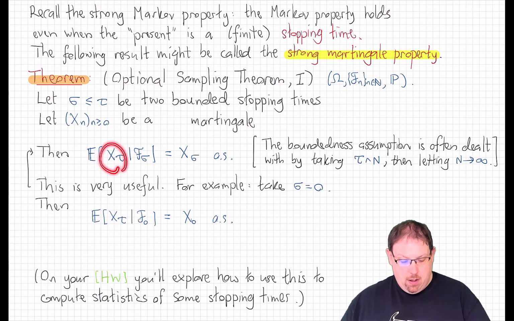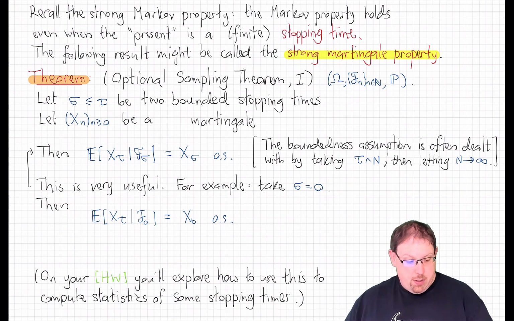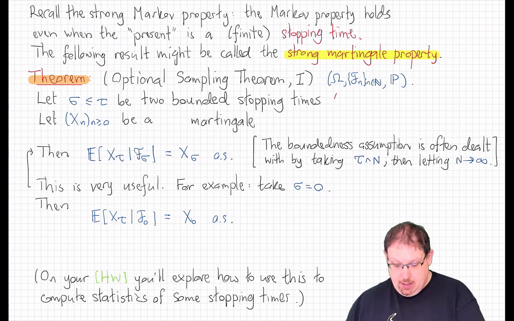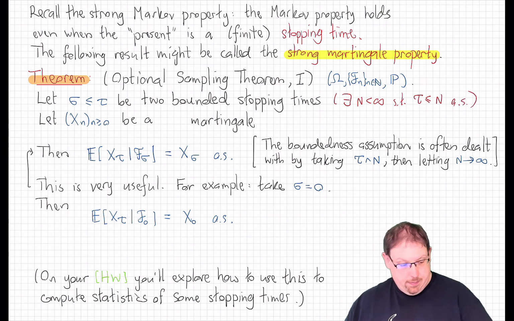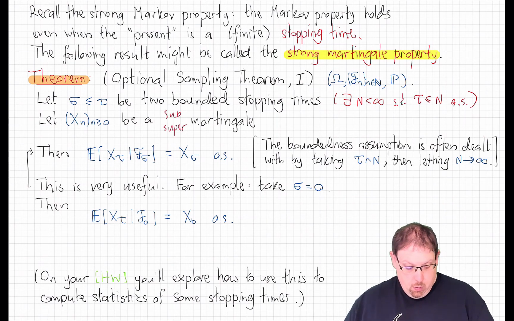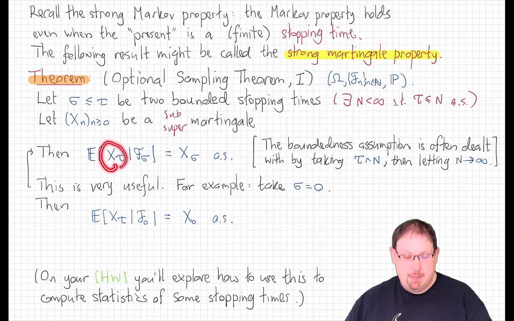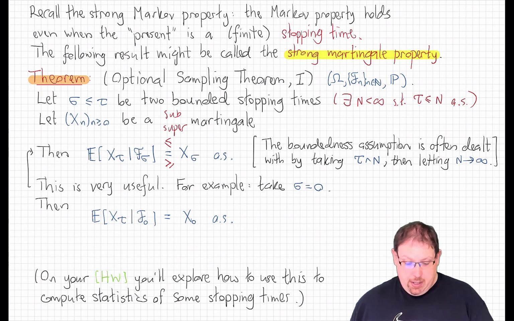If you condition X_tau on F_sigma, then you just get X_sigma. But we have to be a little bit careful because there are some technical conditions that are required here. Sigma and tau have to be stopping times, and for this statement of the theorem, they also have to be bounded stopping times. In other words, there must exist some fixed deterministic finite time n such that tau, the larger of the two stopping times, is less than or equal to n, almost surely. Then, if X_n is a martingale, or a submartingale, or a supermartingale, we will get that the conditional expectation of X at time tau, given the sigma field at the random time sigma, is equal to X_sigma almost surely, or less than or equal to if we started with a submartingale, or greater than or equal to if we started with a supermartingale. It's very important that we include that boundedness assumption there.